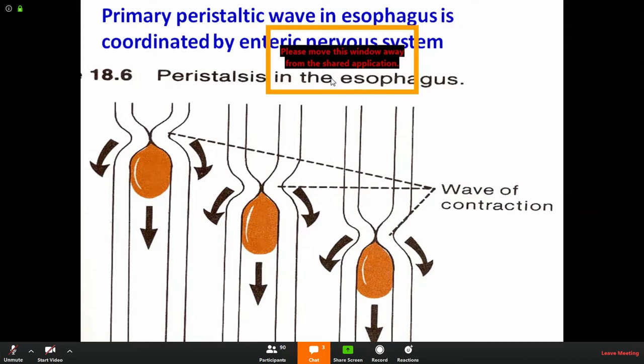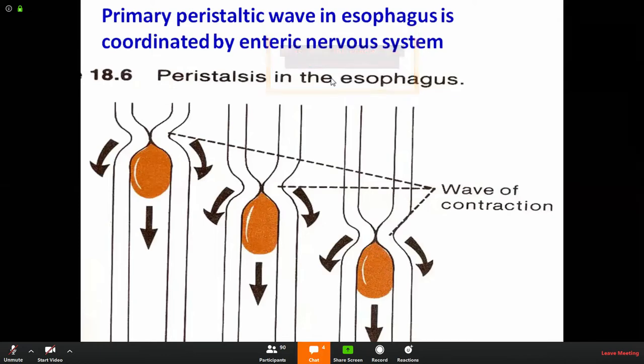Suppose food is in the esophagus, but the stomach is relaxing. The intestines are beginning to secrete the intestinal contents. This is known as receptive relaxation.